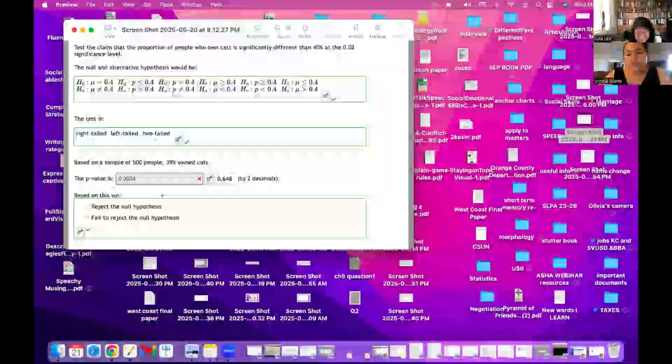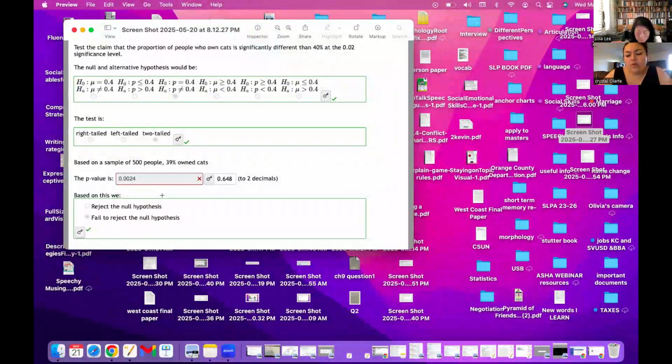Okay, so that's my question. I have another question. Why this time one proportion Z test and not just Z test? Because of the proportion. Because the problem gives you the percent.